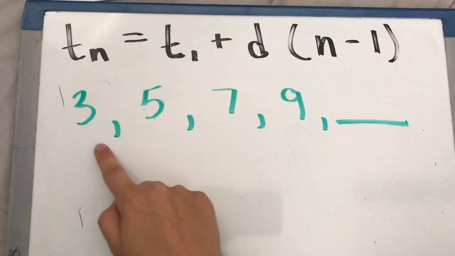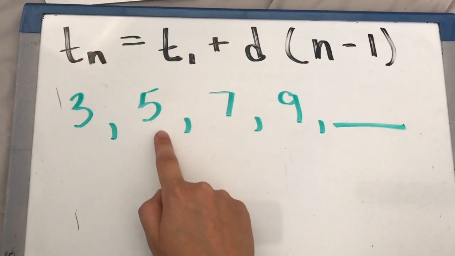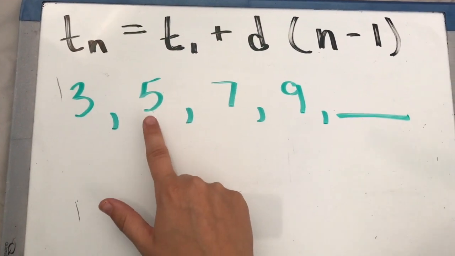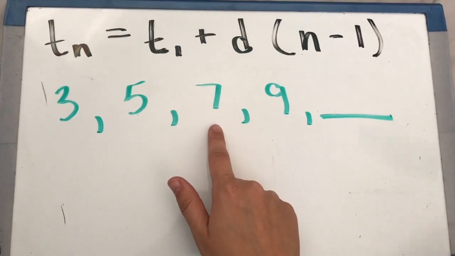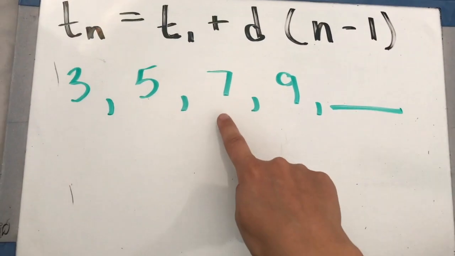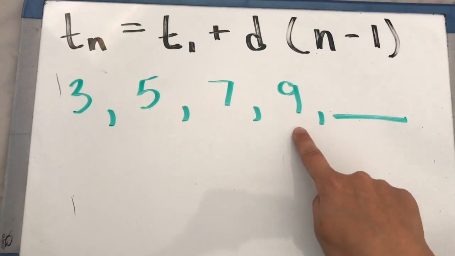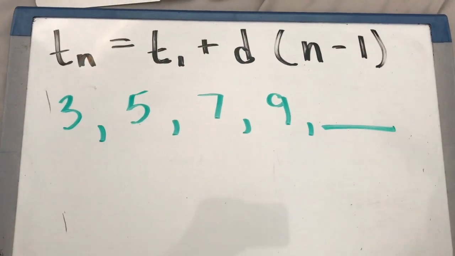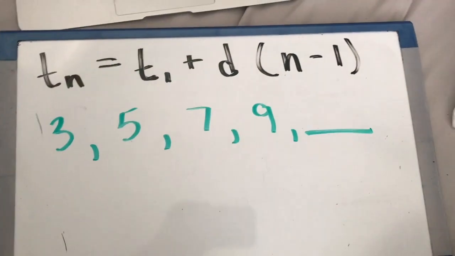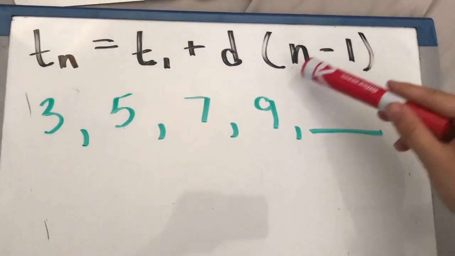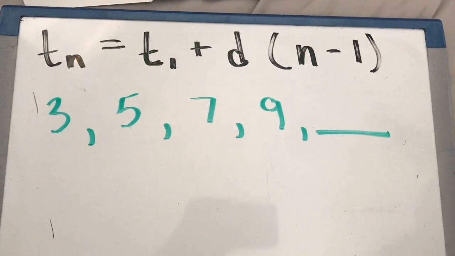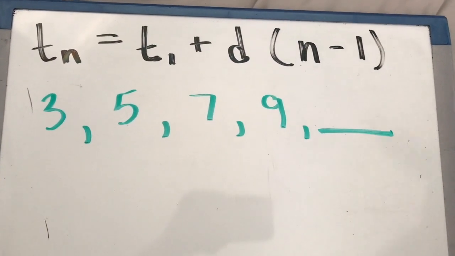When I look at here, to go from 3 to 5, I have to add 2. And then to go from 5 to 7, I also have to add 2. And then 7 plus 2 gives me 9. So I know that my pattern here is just plus 2. And then n minus 1 right here, you just leave that the same. That's just a part of your formula.